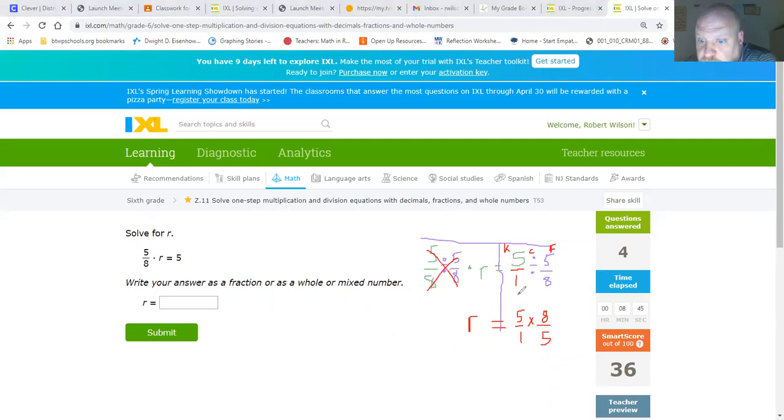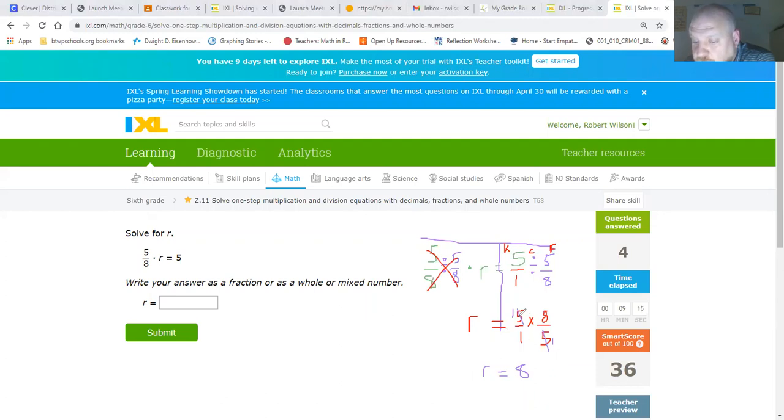Again, I can do 5 times 8 is 40, 1 times 5 is 5, and get 40/5. But I think that's doing more work than you have to, because then you need to reduce it. I see that this 5 and that 5 match, so I cross them out and make them into 1s. 1 times 8 is 8. 1 times 1 is 1, so this would be 8/1, but 8/1 is the same thing as saying 8.